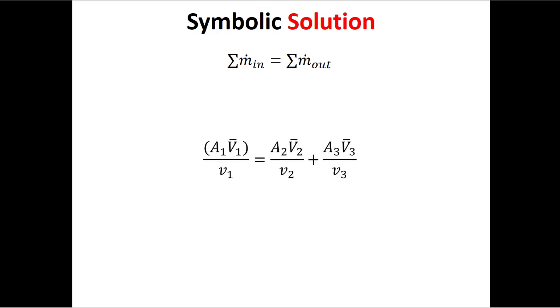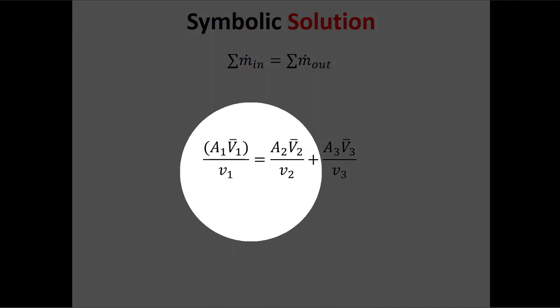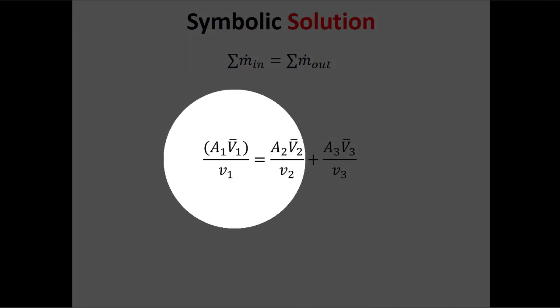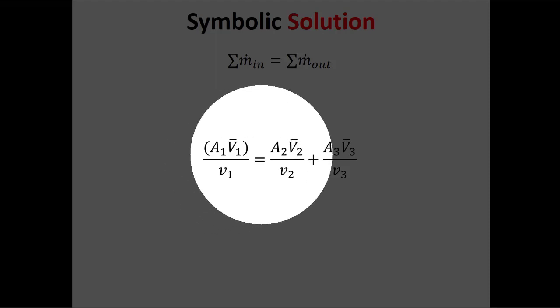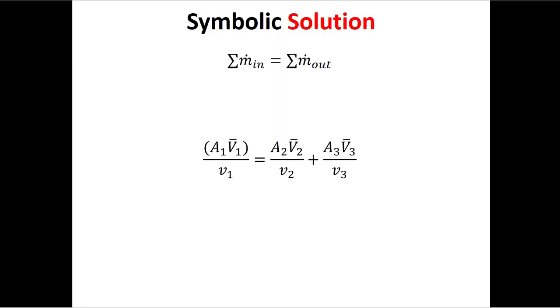So here, remembering that mass flow rate is the volumetric flow rate, or the area times the velocity, divided by the specific volume, and I can apply that equation at all three of my states, then my conservation of mass equation looks like this.